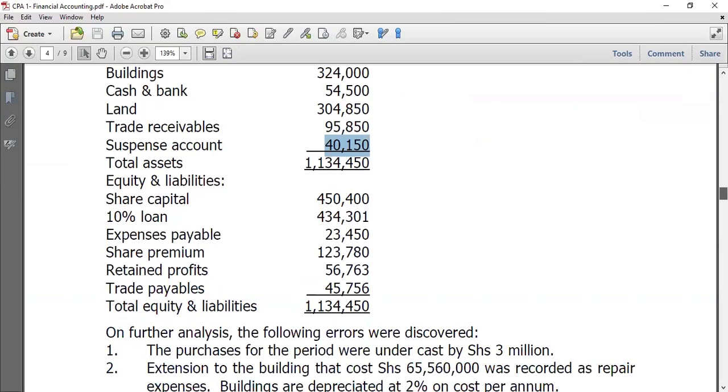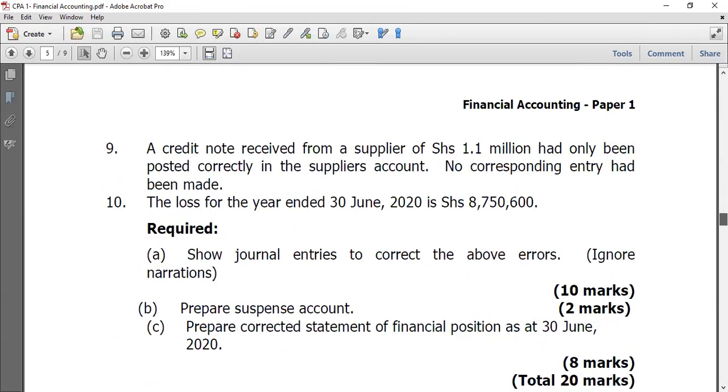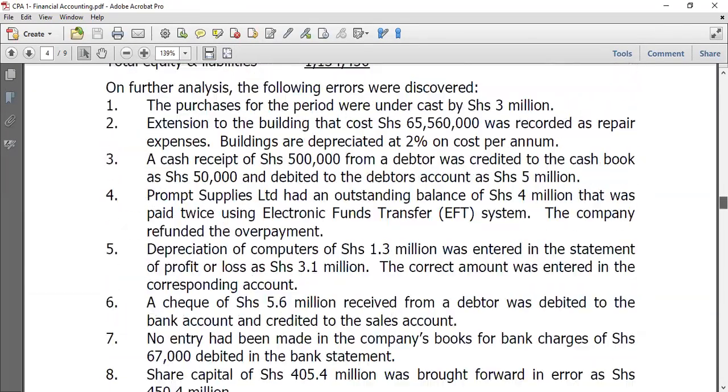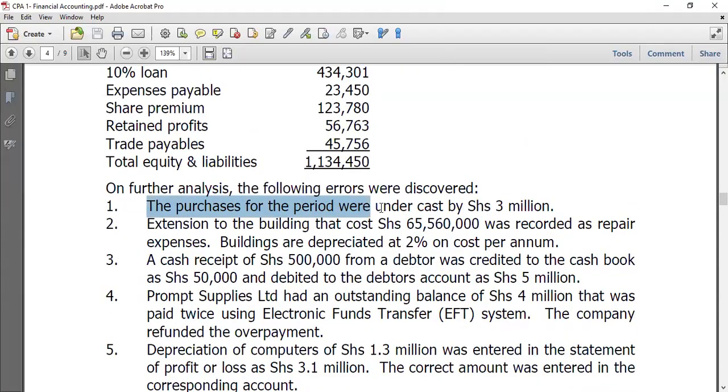Now remember, they told you to journalize. So in journalizing, we are now going to start. They are telling us that the purchases for the period were undercast by 3 million. Okay, the purchases for the period were undercast by 3 million.